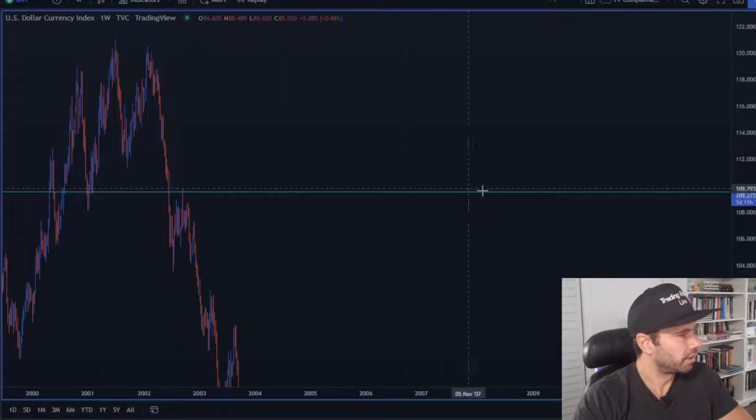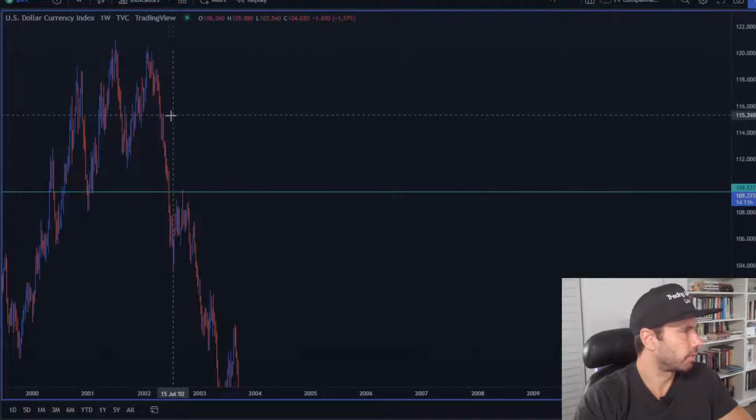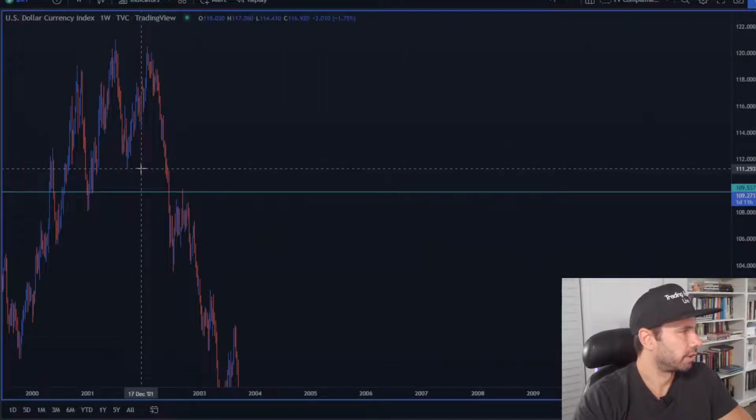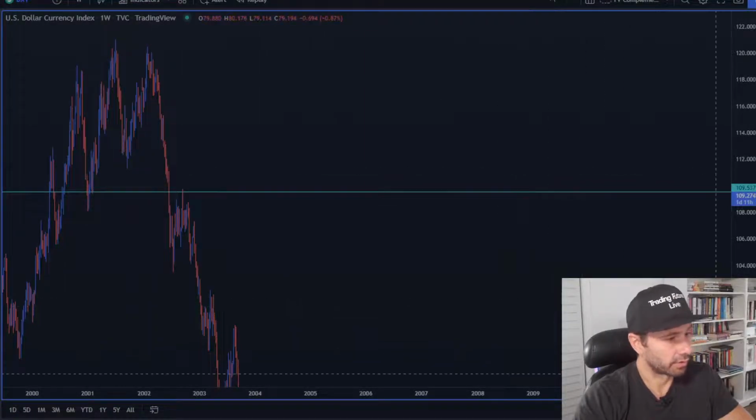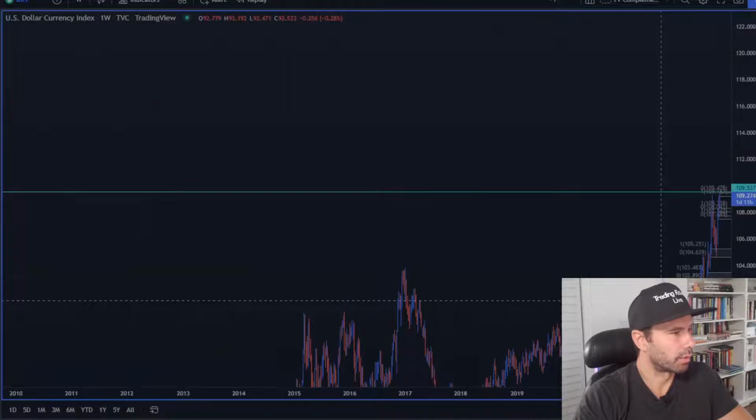So I want to be very careful, because after this week, if we don't have a huge rejection to the downside, now we do have another right here, but that's like 2% above. For the dollar, that's a lot. That will mean more pain in the market.